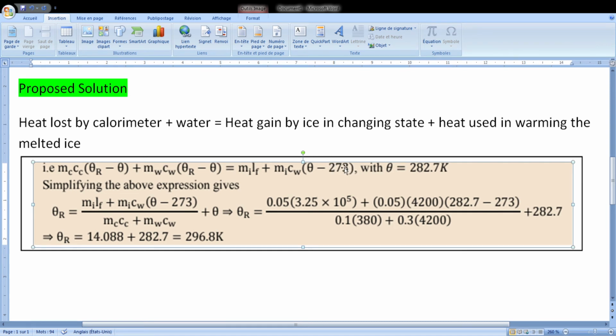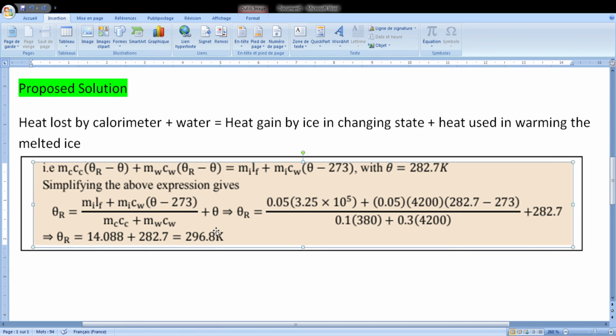So after melting, it gains heat and the temperature increases from 273 Kelvin to the new equilibrium temperature 282.7 Kelvin. So you can see here, this 273 Kelvin actually is 0 degrees Celsius, which is a temperature when it's melting, and when it gains heat, it increases now to the equilibrium temperature theta. So from this mathematical equation, we just need to arrange it, then we make theta R the subject and solve it. We are going to get the answer 296.8 Kelvin.